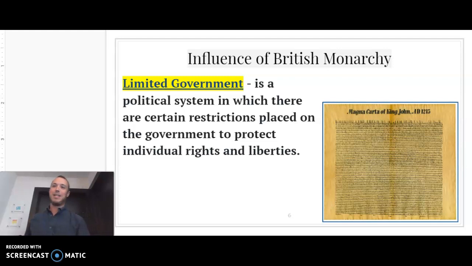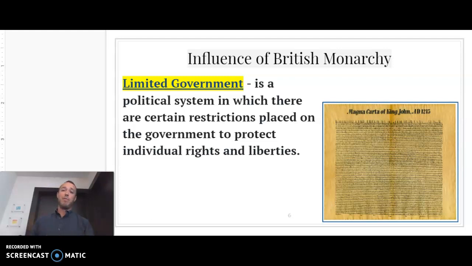First one up is limited government. Look, this is pretty simple. This is just saying that the government cannot do whatever they want. And I know to us that makes common sense, but back in medieval times, that's not exactly how things went down. If the government wanted to do something, they just did it. All right, so limited government.